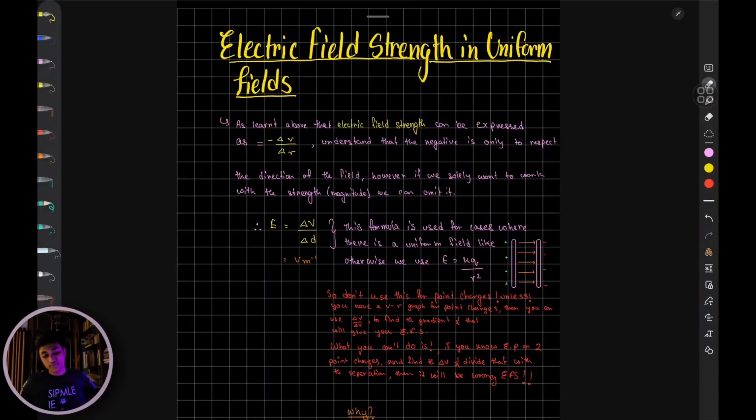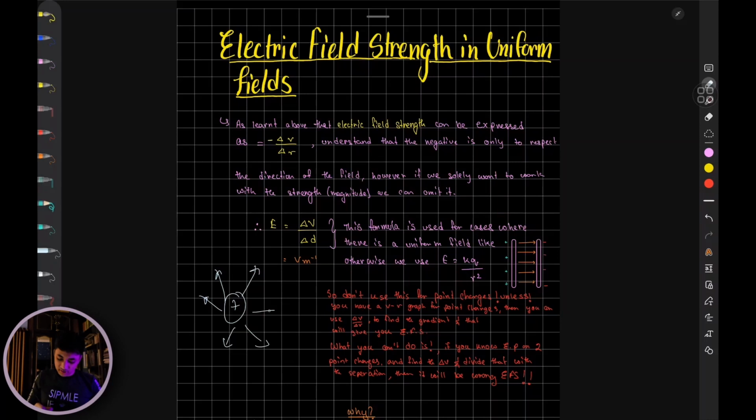In this video, we're going to be talking about electric field strength in uniform fields. That is, over here, the electric field strength does not change with different position. Unlike spherical charges or point charges, where the fields are radial. That is, if you have a positive charge, the fields are radial.